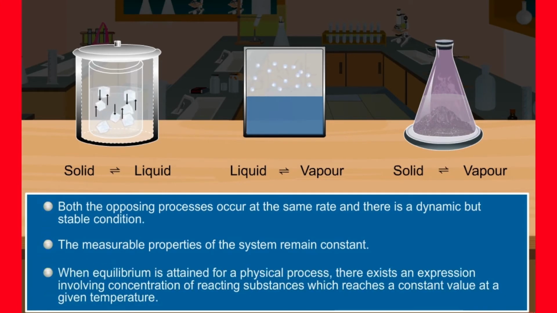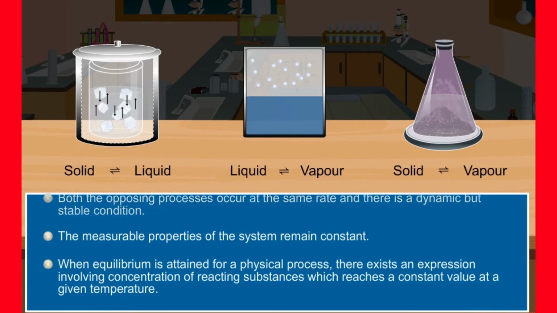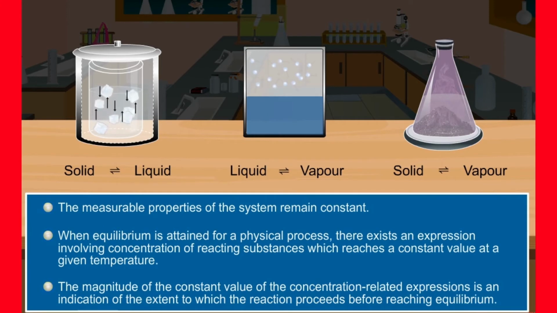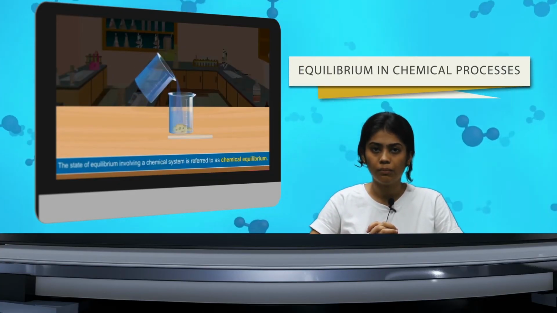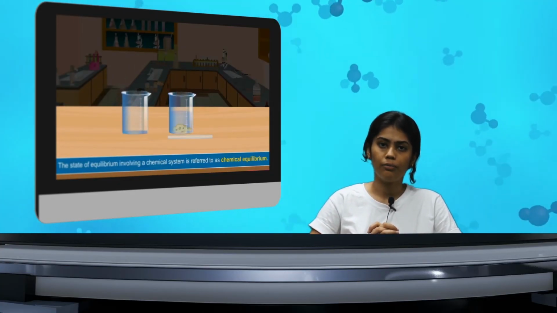When equilibrium is attained for a physical process, there exists an expression involving concentration of reacting substances which reaches a constant value at a given temperature. The magnitude of the constant value of the concentration-related expression is an indication of the extent to which the reaction proceeds before reaching equilibrium. Today, in this video, we'll be learning about equilibrium in chemical processes.